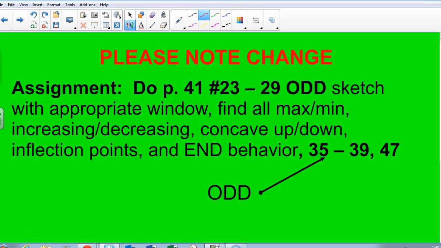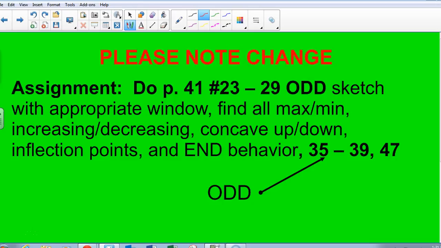Please make sure to change the bottom of your worksheet. It should say you need to do 23 through 29 odd, 35 through 39 odd, and 47. I think that's only 8 problems. The directions are not the directions from the book, though. They are the ones on your worksheet.